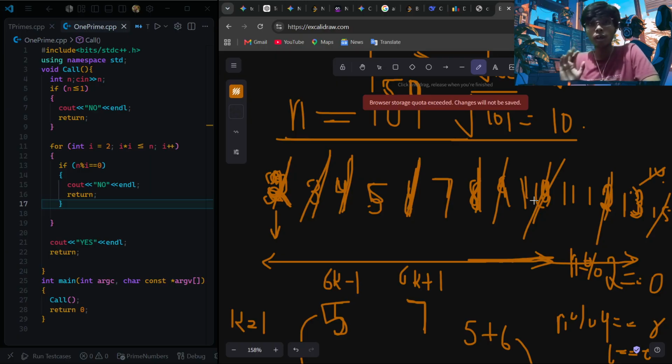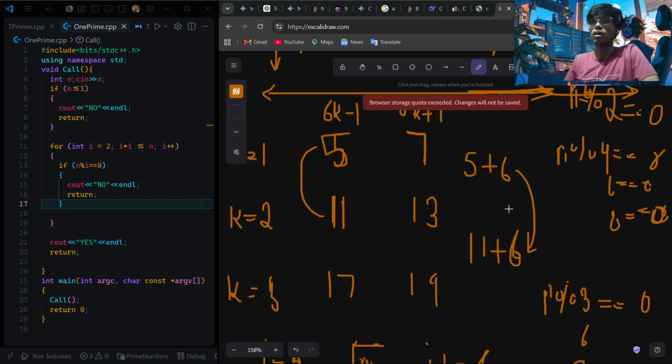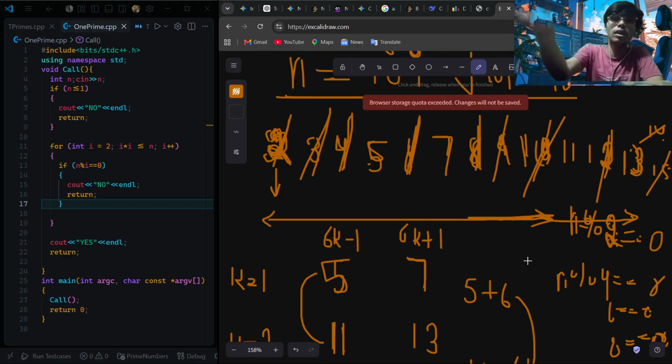And also that number will not be divisible by any of the numbers which have factor 2. Like, you have to understand this: the minimum even number will be 2. So if any number is not divisible by 2, it means that it will never be divisible by any number which has that factor.